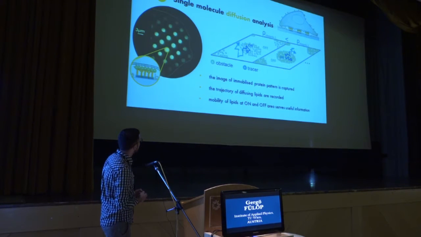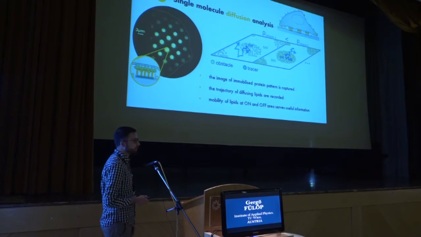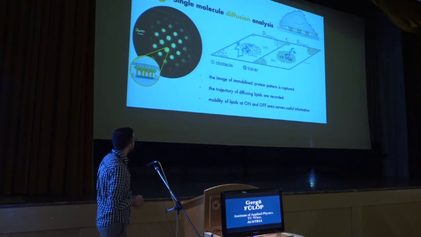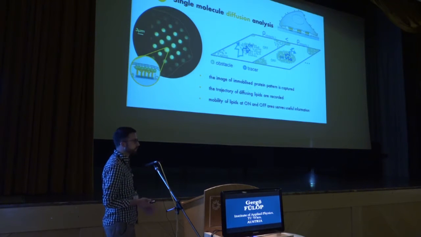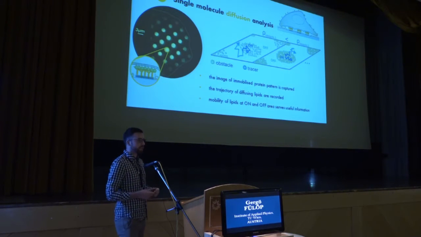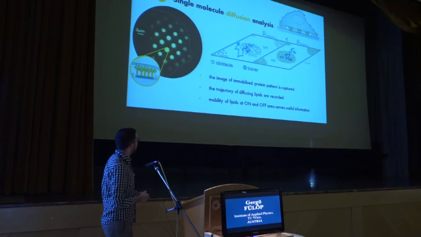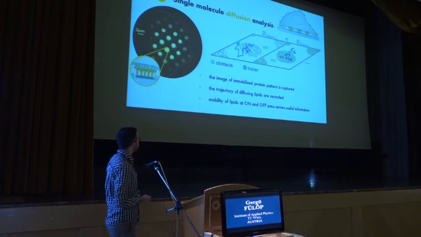So here you see the recruited proteins again. We usually call this domain an on area. And next to it we have the off area, where there are not so many proteins recruited. And then we can check the mobility of the tracer molecule. The very important information for us is how the diffusion of these probes behaves in this on area and outside of the pattern, so at the off area.